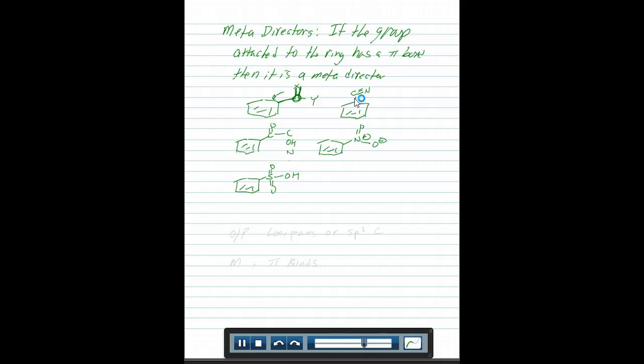All right, but just to go back, just to review, ortho-para directors have lone pairs or are sp3 carbons attached to the ring. Metas have pi bonds. Could be one or two. That's how you can determine how it's going to do a substitution.